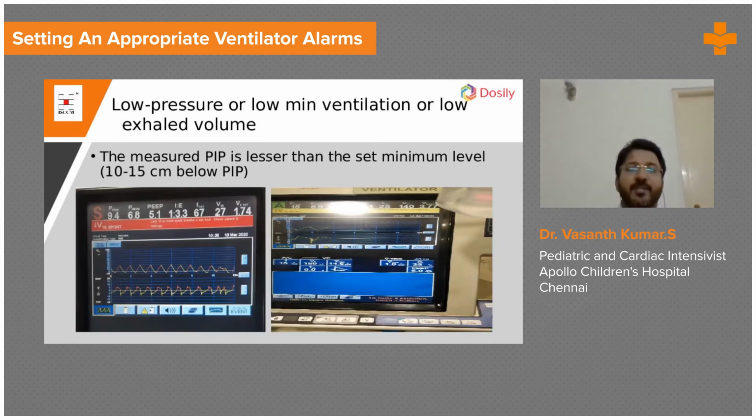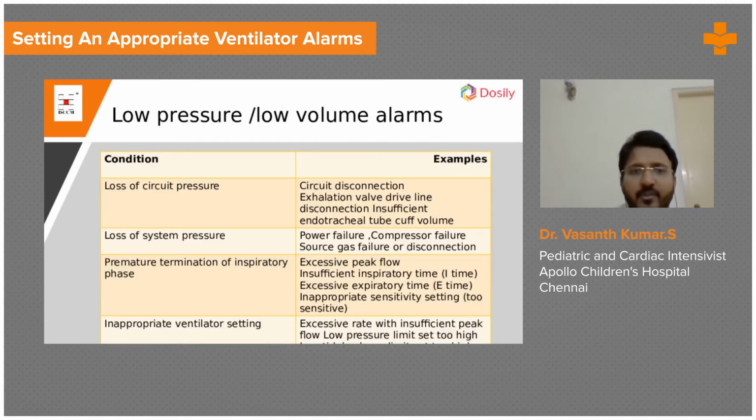So next is the low pressure alarm. You can either get a low pressure alarm, a low tidal volume alarm, as it is seen, a decreased VTE alarm, or a low minute ventilation alarm. This is usually due to, as I already discussed, the fact that the ventilator is a closed circuit. Any disconnection, even a small gap, there will be a lot of small connections in the ventilator tubings. Any small disconnection will lead to a leak.